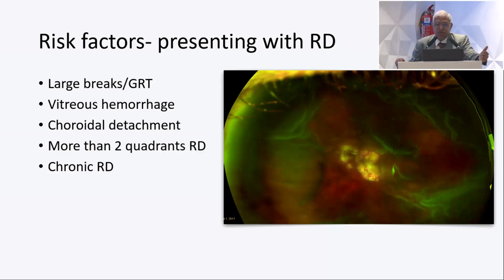Presence of choroidal detachment is an indicator of the inflammation in the eye as triggered by the retinal detachment, and that can again be an important factor. Also shown are more than 2 quadrants of retinal detachment, and obviously a detachment present for a long enough time can lead to more scarring process.